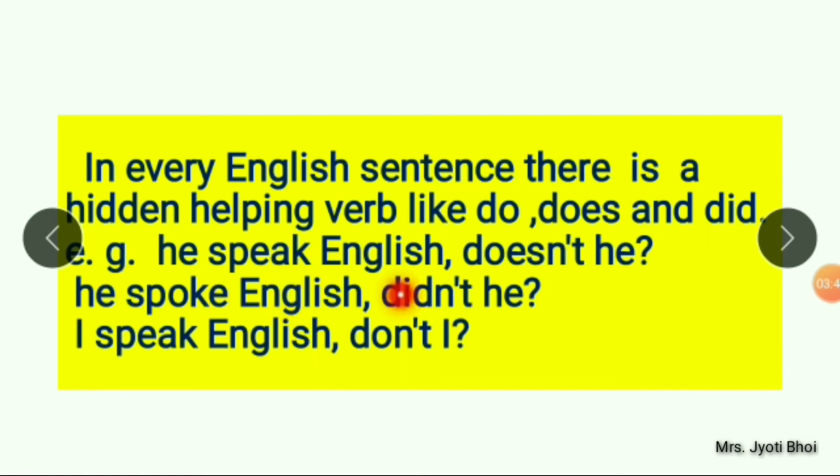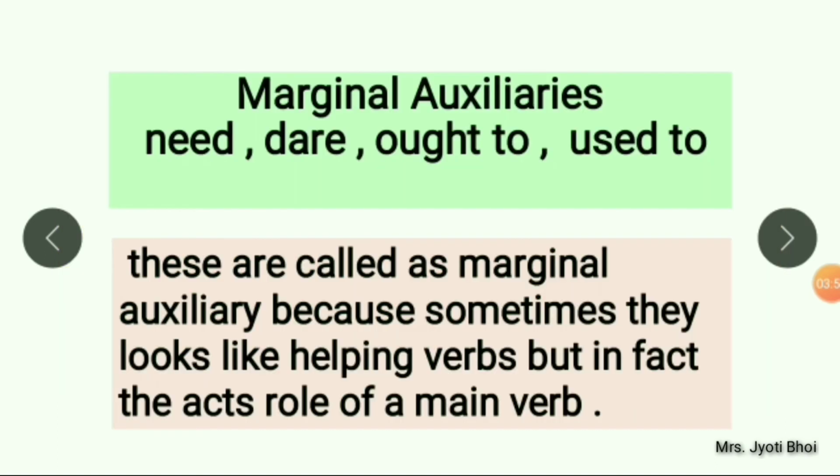He spoke English, didn't he? Did is a hidden verb. He does speak English. The sentence is like that, but does is hidden in the sentence.